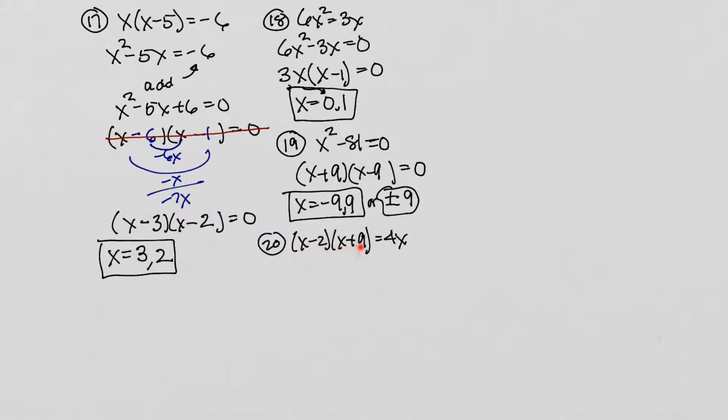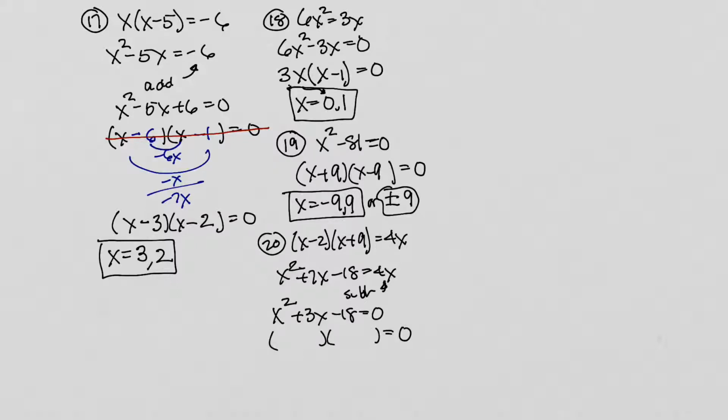Let's start by multiplying through here. So we are going to get x squared, and then 9x minus 2x is 7x. And then negative 2 times positive 9 is minus 18 equals 4x. Now, let's subtract this 4x. So that will give us x squared, and then 7x minus 4x is 3x, minus 18 is 0.